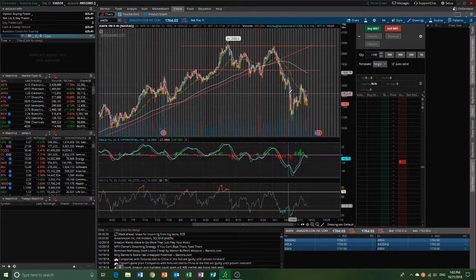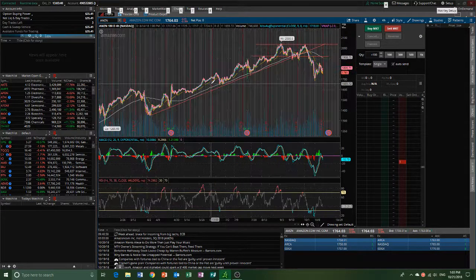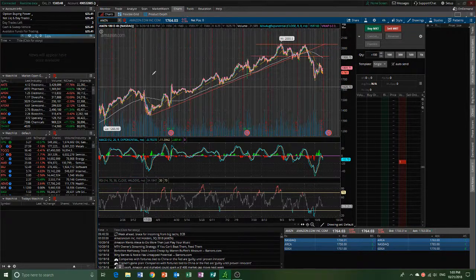So old resistance becomes new support and vice versa. So you always want to have that in the back of your mind, that old resistance is going to become new support, and old support is going to become new resistance. So make sure you keep track of that when you're looking at stocks. All right, now let's check a penny.